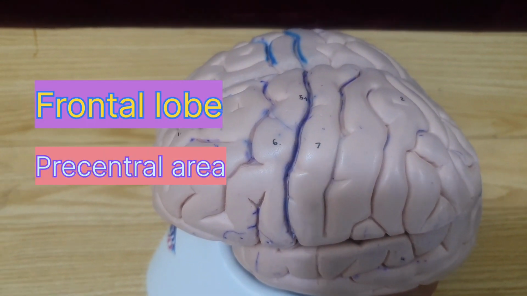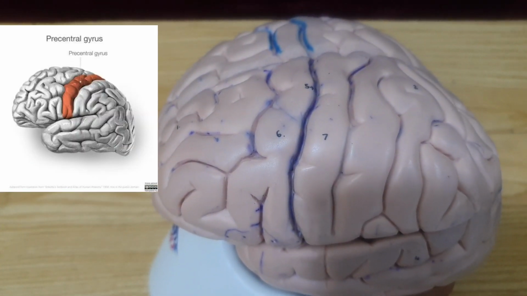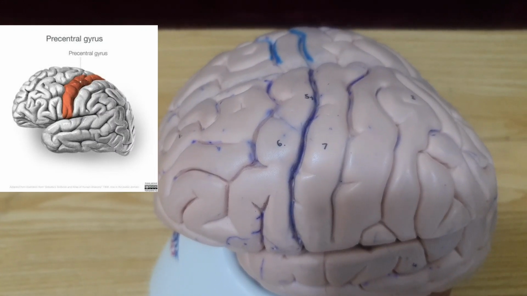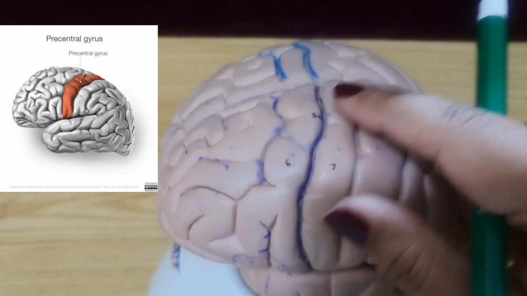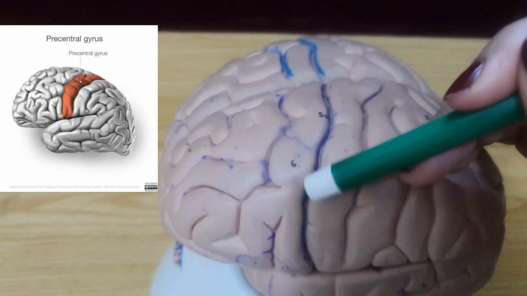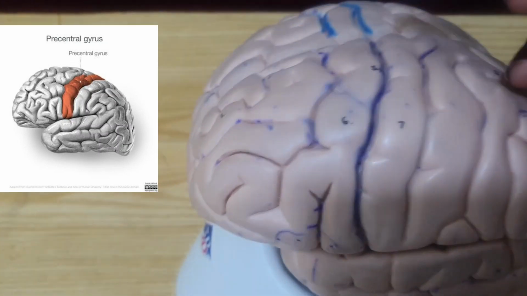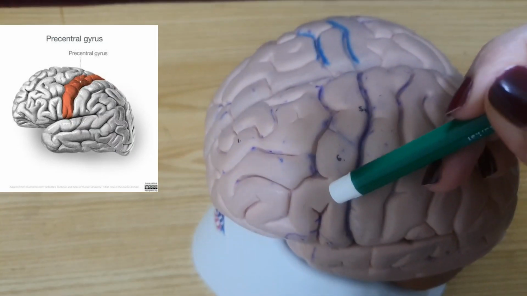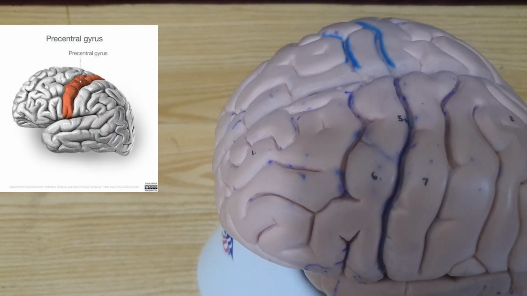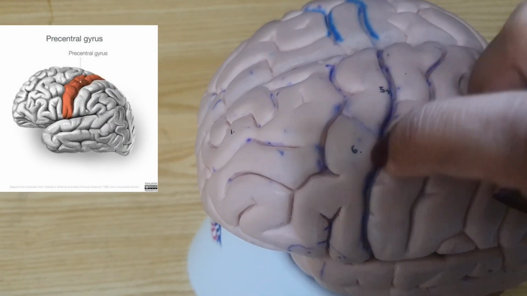The precentral area is situated in the precentral gyrus. This is the central sulcus. This is the precentral gyrus, and it includes the anterior wall of the central sulcus. This is the anterior wall of the central sulcus.